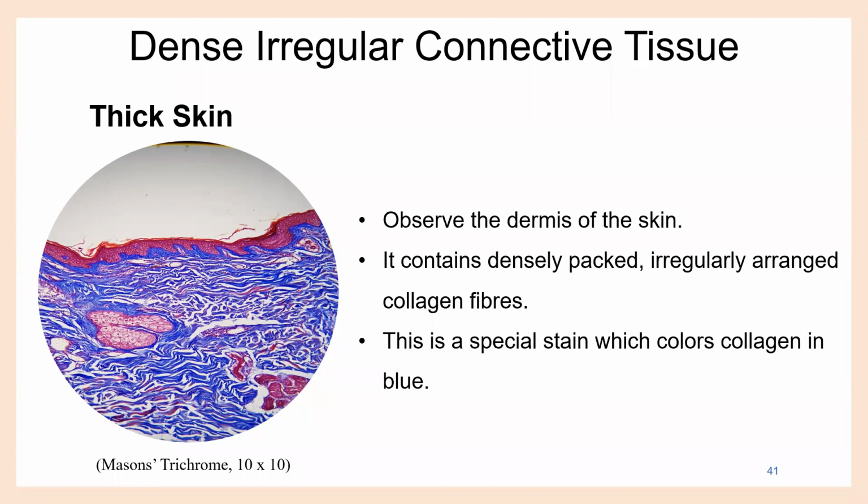Okay, so here, of course, this is a part of a sebaceous gland, and this is muscle. This is the epithelium, epidermis, and that is the dermis. Right, so you can see lots of collagen fibers, but they are arranged in an irregular manner.